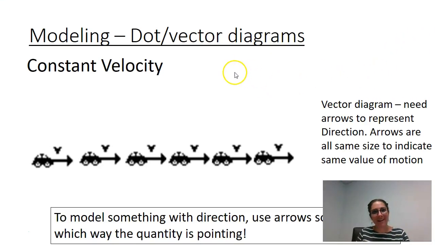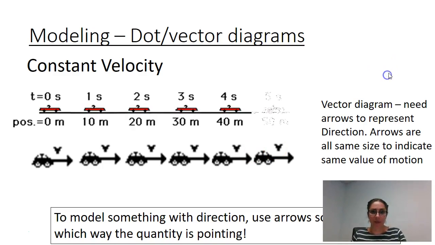I don't use this, it's not super common, but I just want to show you that you can use vector diagrams. Now we use an arrow to represent direction, so that makes this a vector diagram. This is constant velocity because notice the arrows are all the same and pointing the same way. So now this would be constant velocity instead.